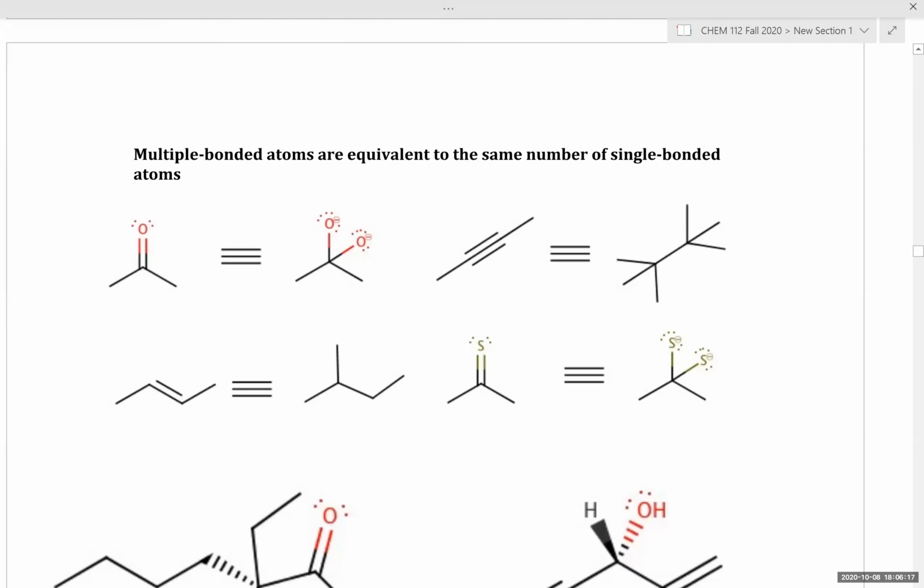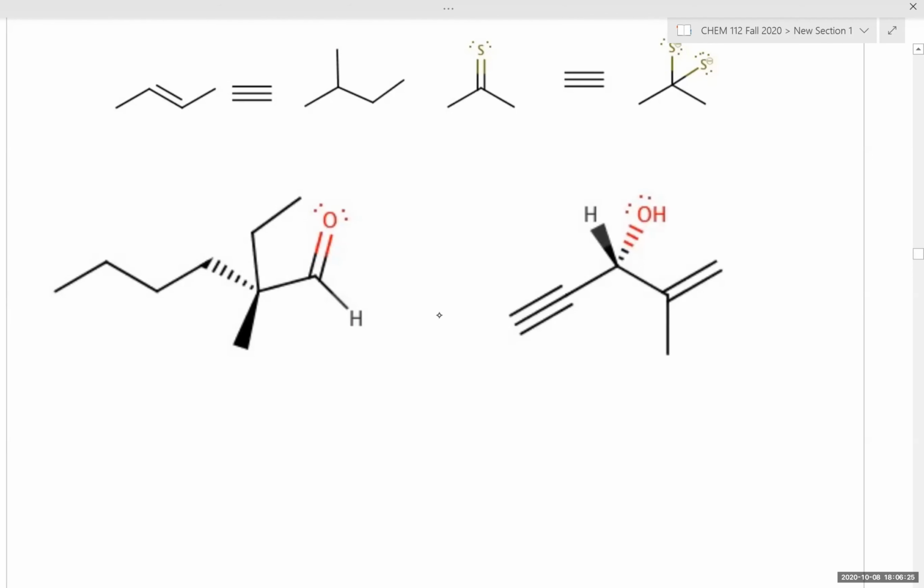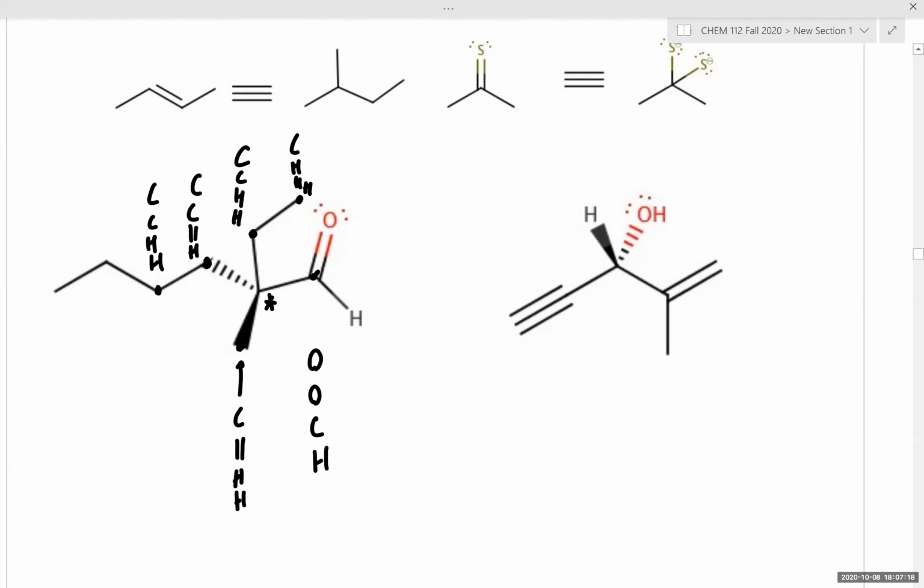Just a reminder, multiple bonded atoms are equivalent to the same number of single bonded atoms. So let's try to assign priority at this stereo center, and let's look at each of our substituents. At this substituent we have multiple carbons, so now we have to look at all of the substituents attached to our carbon. In this top case, we have 2 carbons and 2 hydrogens. In this bottom case, we have 2 carbons and 2 hydrogens. We'll keep going. We have 2 carbons and 2 hydrogens. Further down the chain, we only have a carbon and 3 hydrogens. In this case, we have a carbon and 3 hydrogens. And in this case, we have 2 oxygens, a carbon, and a hydrogen.